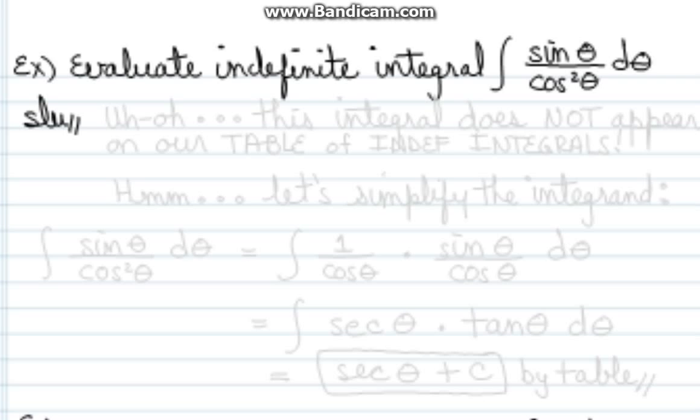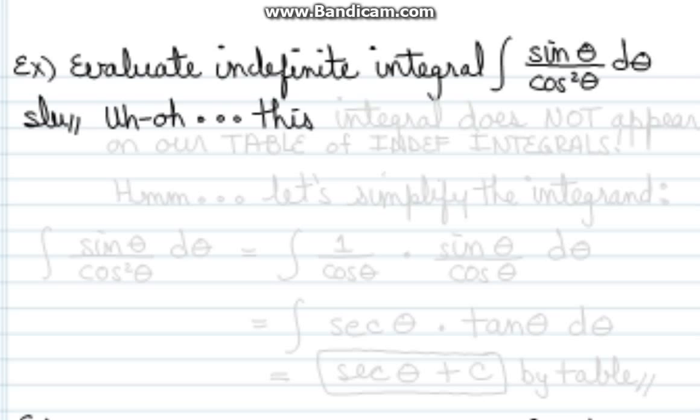If it had limits of integration, numbers on the top and the bottom of the integral sign, your answer wouldn't have a c in it. It would be just a real number. Okay, so we're going to find the integral of sine theta over cosine squared theta d theta.